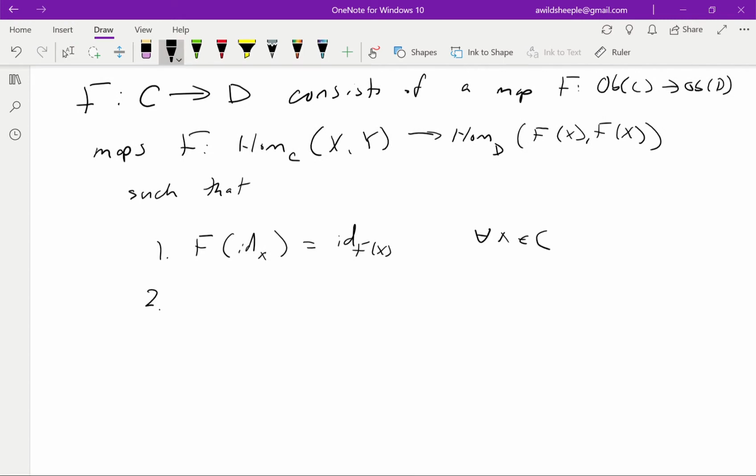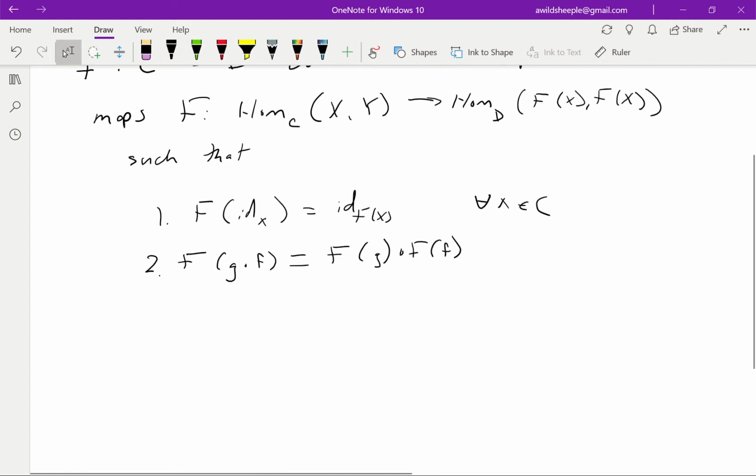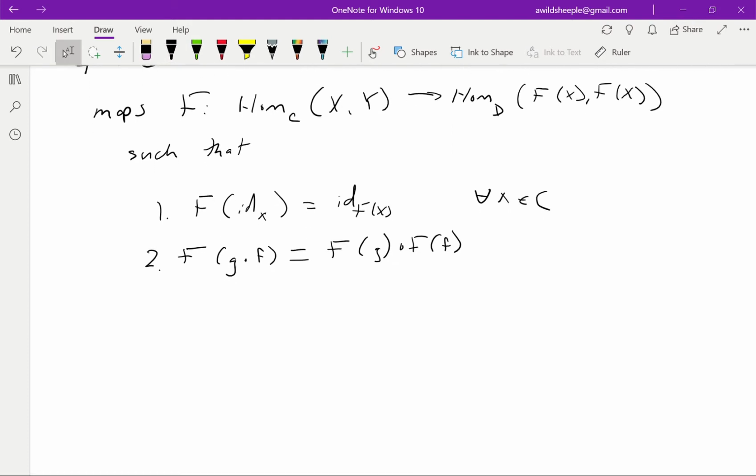and two, F has to be a sort of homomorphism of, I don't know how to say this, a homomorphism of homomorphisms. F should distribute over the composable F and G in C. And this gives us a sort of natural way of thinking about maps between categories.